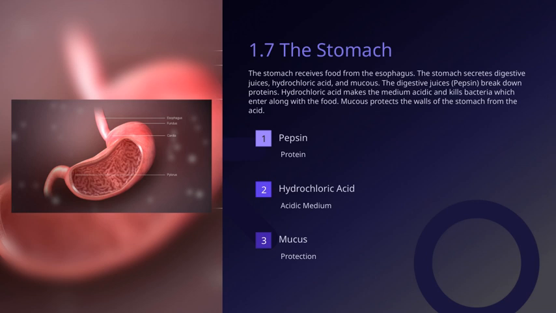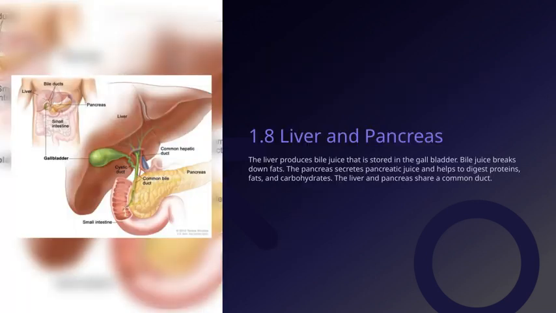Together, these components, pepsin, hydrochloric acid, and mucus, work harmoniously to ensure our food is efficiently broken down while safeguarding the stomach itself. This process is a perfect example of how our body's systems work together seamlessly to support overall digestion and health. Now, let's talk about the liver and pancreas, 2 vital organs involved in digestion.